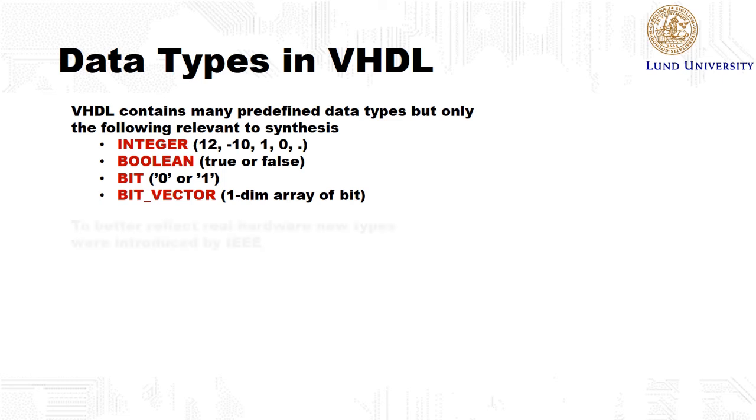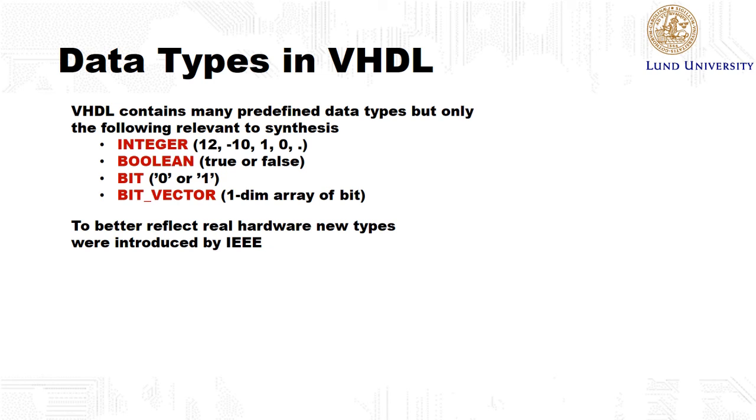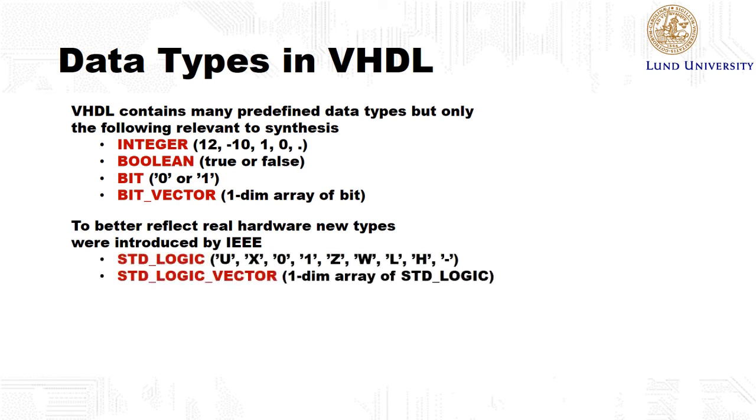But to better reflect real hardware, IEEE introduced two new data types, the STD logic and the STD logic vector. The intention is that these data types behave more like real wires in hardware. So the STD logic can take on a number of values. We have the U, X, 0, 1, Z, W, L, H, and dash.